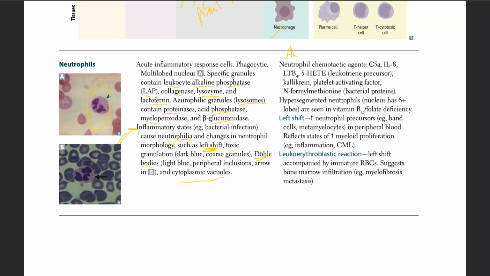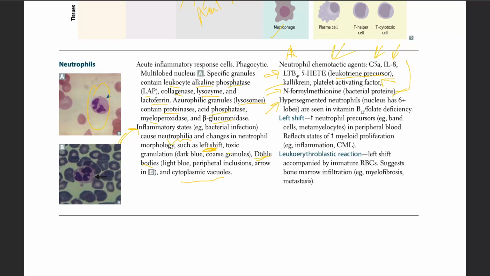Neutrophil chemotactic agents are very important: C5a, IL-8, LTB4, and 5-HETE, which are the leukotriene precursors. Also kallikrein, platelet activating factor, and from bacteria, N-formylmethionine, which are bacterial proteins. These are all the chemotactic agents for neutrophils.